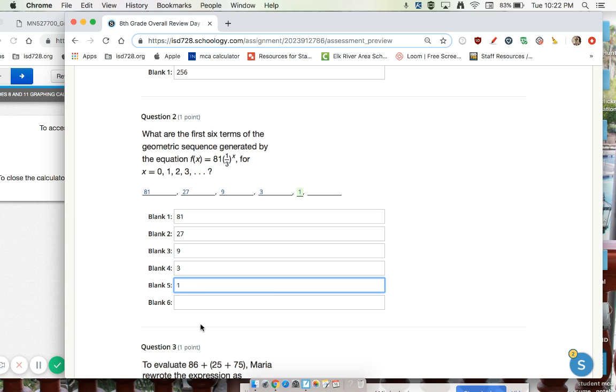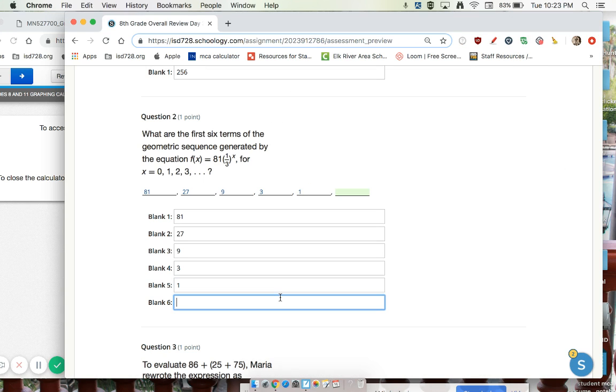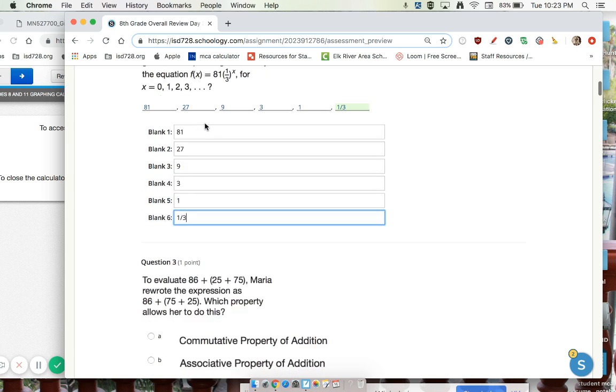And then I would assume the next one should be 1/3, and I'll just double check. Now I'm on the 5th, so I don't want to make a mistake. 81 parenthesis 1/3 parenthesis to the 5. It's going to give me a decimal. I'm going to go to the math function, the slide to a fraction, hit enter one more time, and I do get my 1/3. So that is those first 6 terms generated by that function. Remember, f of x is the same as y equals.